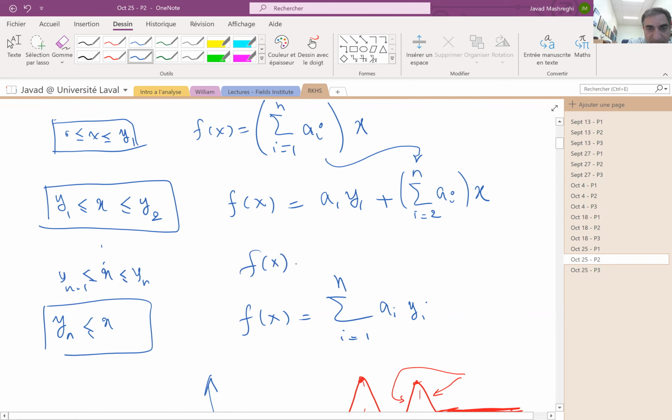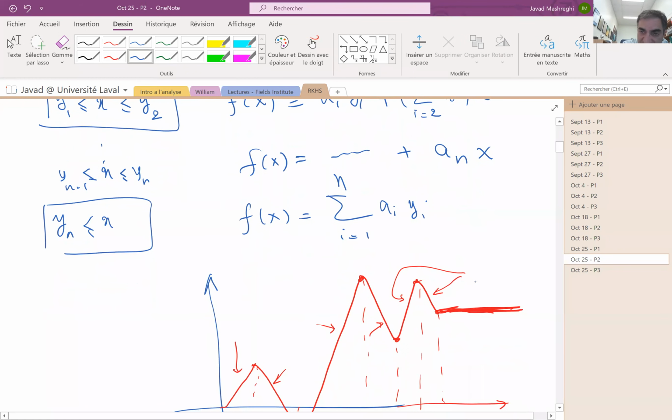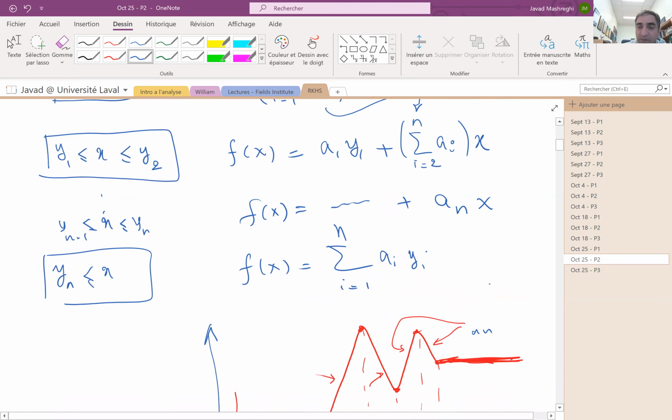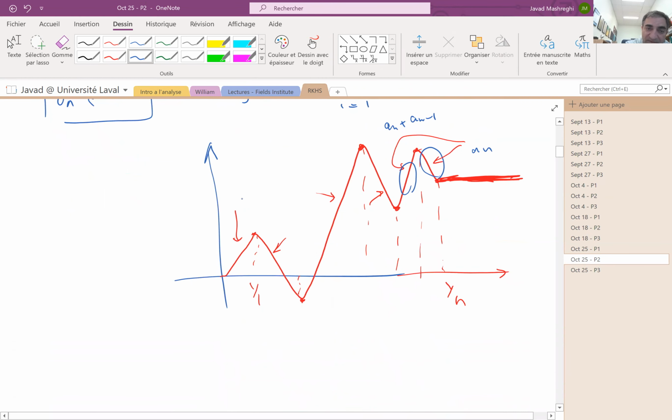F of x is equal to a constant plus a_n x. So the last slope that we have here is a_n. The previous one is a_n plus a_{n-1}. So we find a_n from here, then a_{n-1} from there, and we go backward. And the last one here gives us a_1.